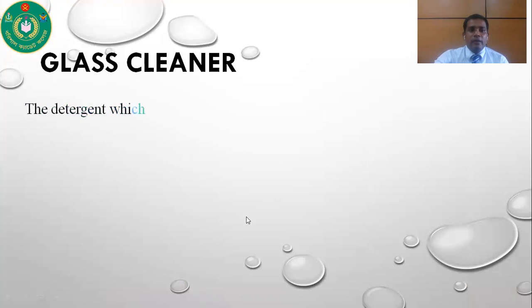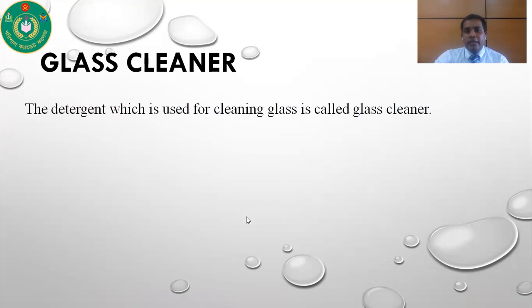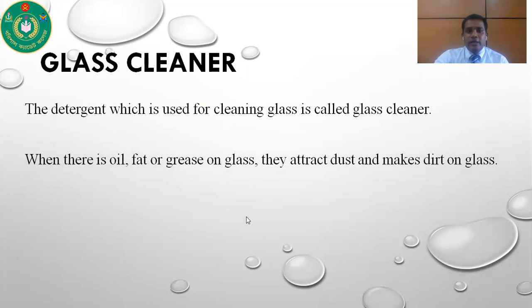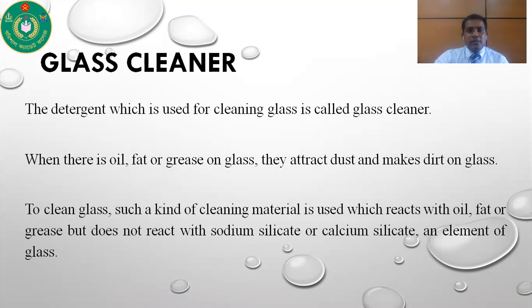So now, glass cleaner. The detergent which is used for cleaning glass is called glass cleaner, and when there is oil, fat or grease on glass, they attract dust and make dirt on glass. To clean glass, such a kind of cleaning material is used which reacts with oil, fat or grease, but does not react with sodium silicate. This sodium silicate or calcium silicate is the main ingredient of glass. So we have to select a compound that cleans glass. That means it removes oil, fat or grease, but does not react with sodium silicate or calcium silicate, that is the main constituent of the glass.